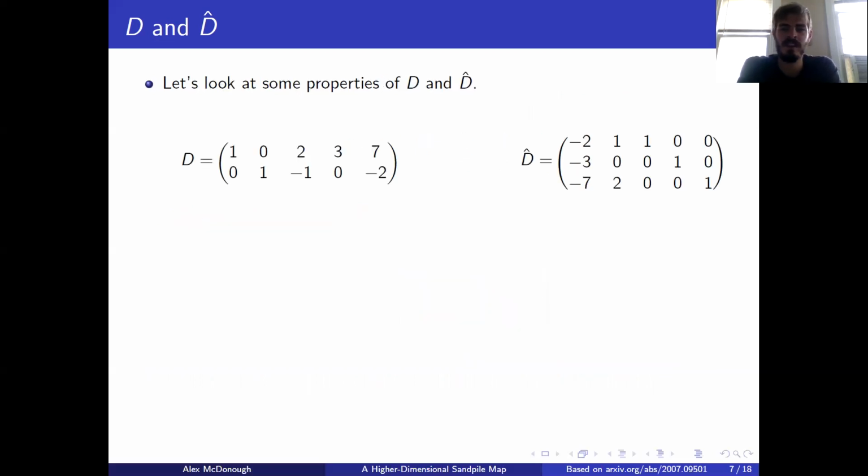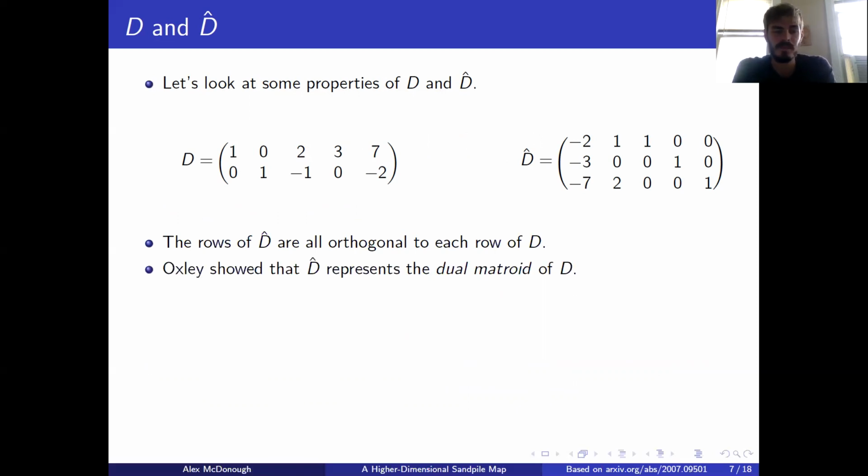So the first thing that I encourage you to prove is that the rows of D hat are all orthogonal to the rows of D. So you take a row of D hat, you take a row of D, dot multiply them together, you're going to get 0 no matter what. And that's pretty easy to show. Oxley showed that D hat represents the dual matroid of D. If you don't know what a dual matroid is, you can just ignore that. It's not going to affect things too much, but it's nice to know for people who are familiar with matroids.